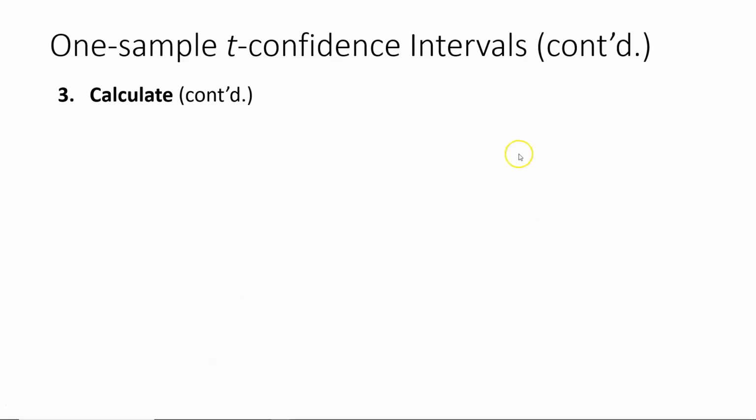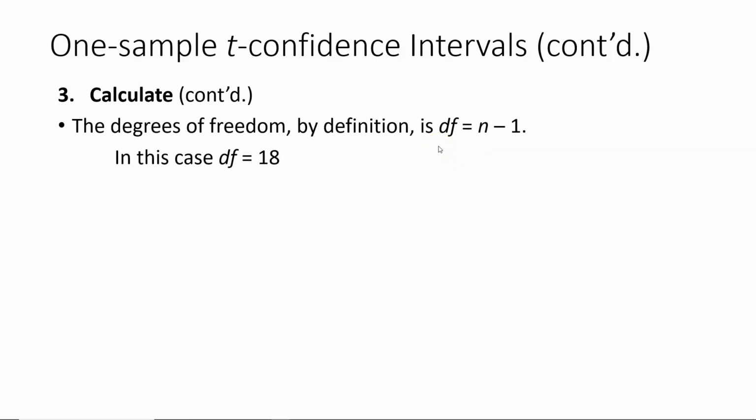We're now going to proceed in the calculate step to find the t asterisk value. However, before we can do that, we need to identify the degrees of freedom that we will use for finding the t asterisk value. By definition, degrees of freedom is just the sample size minus 1. Since our sample size is 19, our degrees of freedom is 18.